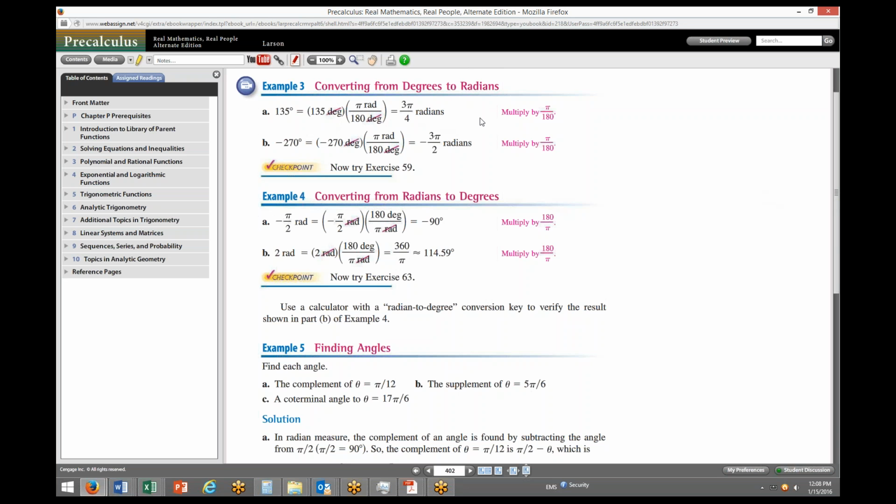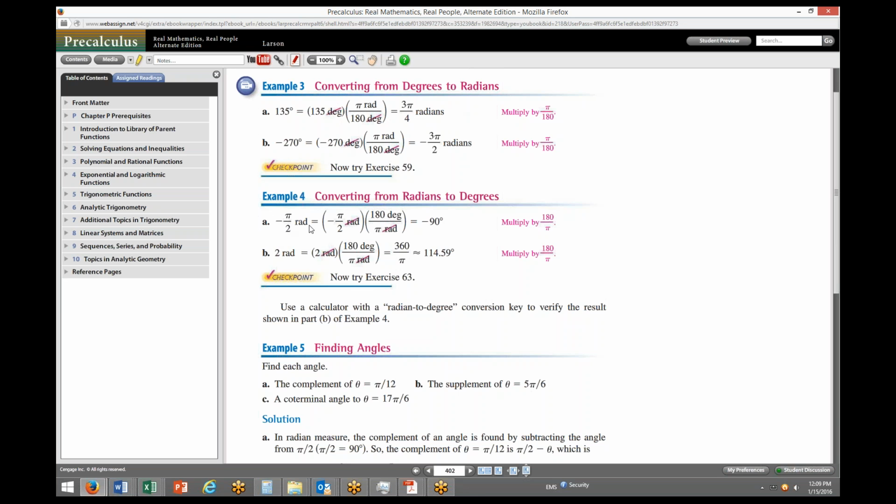For some reason, seldom is it said that it's 3/4 pi. We just don't say it that way. We say 3 pi over 4. This is what's customary and conventional. Negative 270 degrees, a negative angle, times pi over 180. The 270 and the 180 reduce to 3 over 2, and so negative 270 degrees is equal to negative 3 pi over 2 radians.